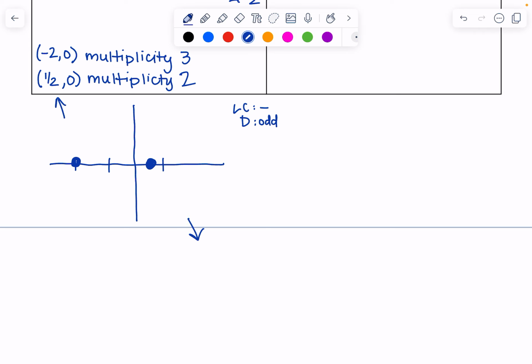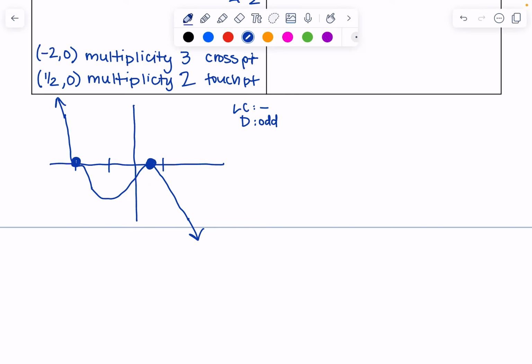Okay, we just need to figure out what's happening in the middle. So if I have a multiplicity 3, that is a cross point because it's odd multiplicity. Okay, and if I have a multiplicity 2, that's a touch point. Okay, so what that means is I'm going to cross the graph at -2. So cross at -2. And I'm going to touch at 1/2. So just touch. And it could be pretty sloppy.